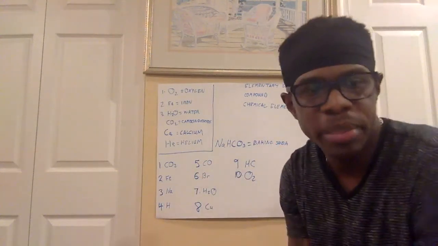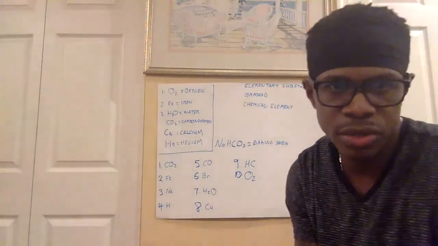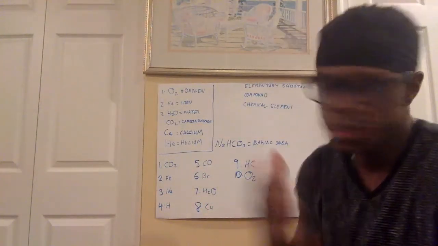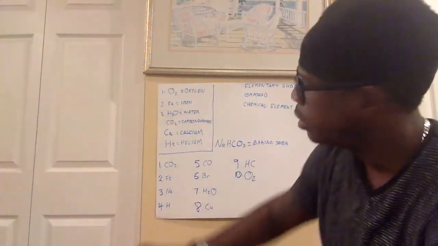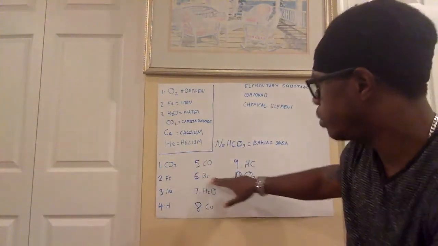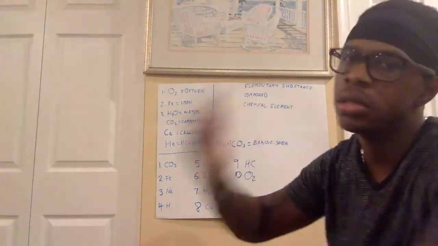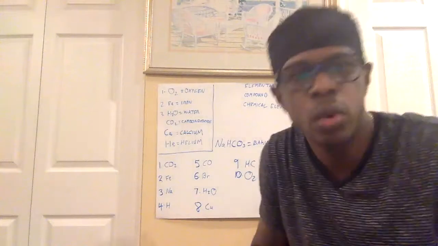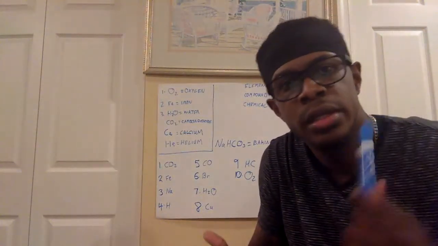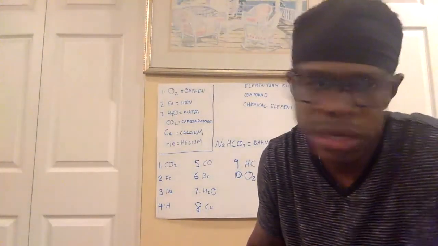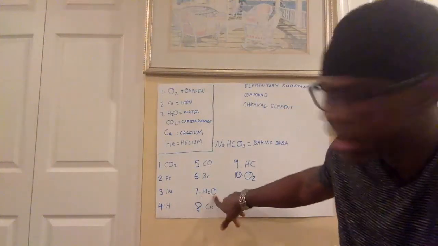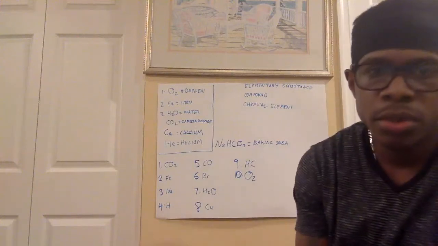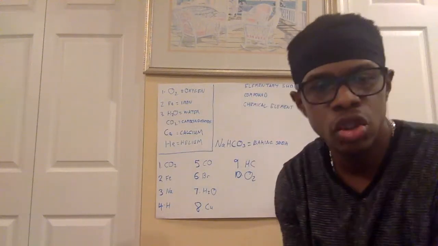Number six, Br. Would I be correct to say that is an elementary substance? Yes. That is one atom, bromine. You're not really going to need to know that, but for now, Br is bromine. It's one elementary substance, also known as one atom. Number seven, H2O, water. Would I be correct if I said H2O is an elementary substance? You already know this. No, I would be incorrect. It has hydrogen and oxygen atoms, two types of atoms. That is a compound.